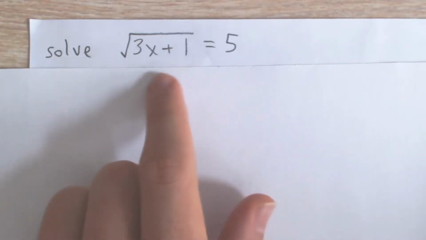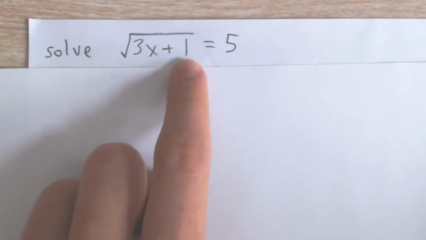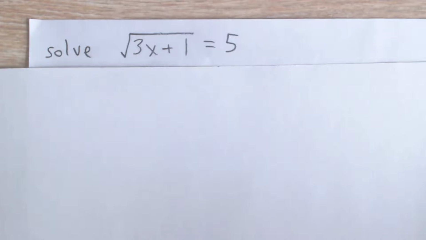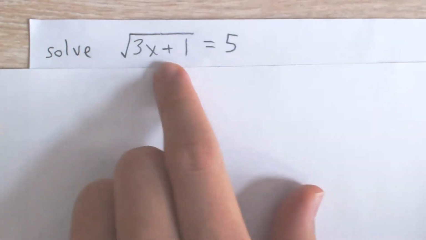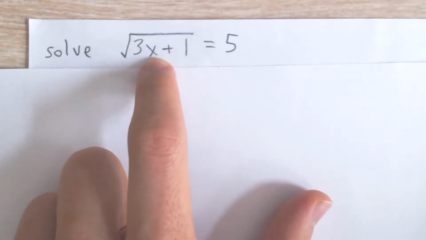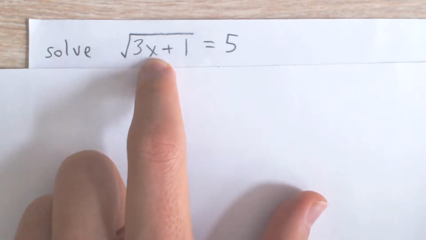Okay, so here we have a radical equation that we have to solve. Square root of 3x plus 1 is equal to 5. And now it's not completely obvious how we go about this, because we're trying to solve for x, but it's kind of buried in the square root.